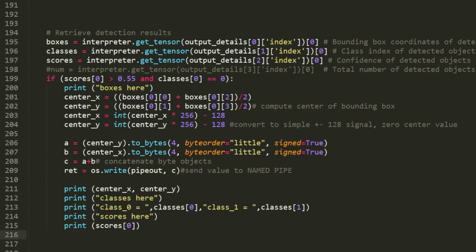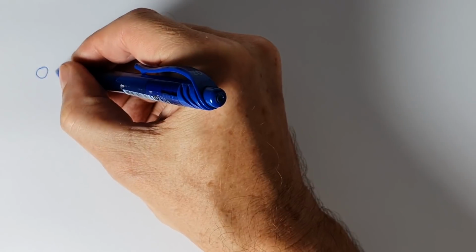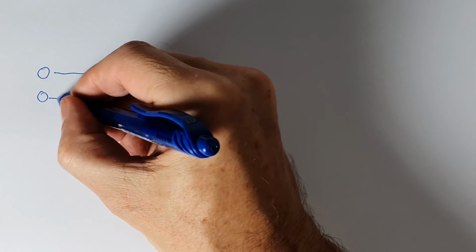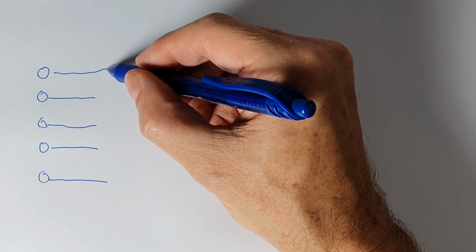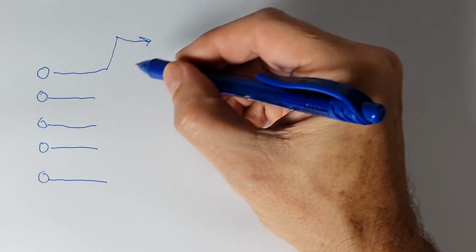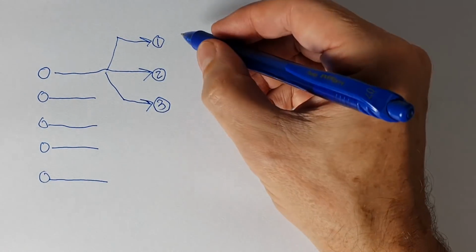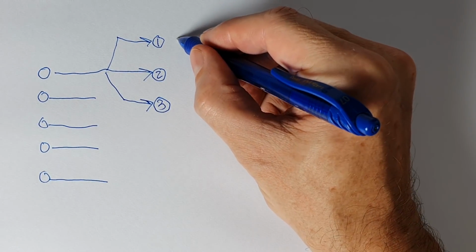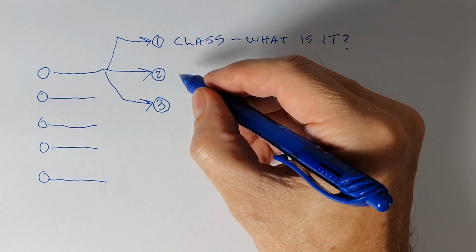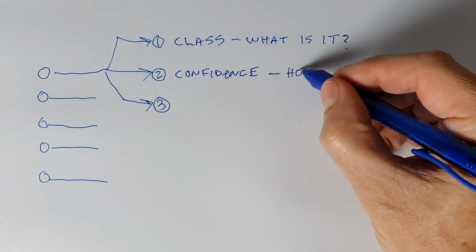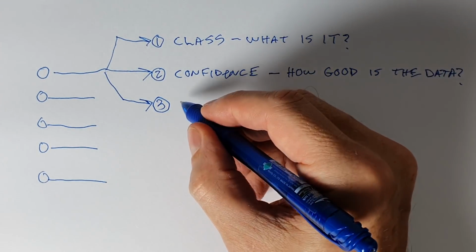Pretty cool. The TensorFlow system outputs a list of objects that it's detected. Each detection contains three different data values. The first one is what's called the class. The second one is the confidence. The third one is the bounding box.